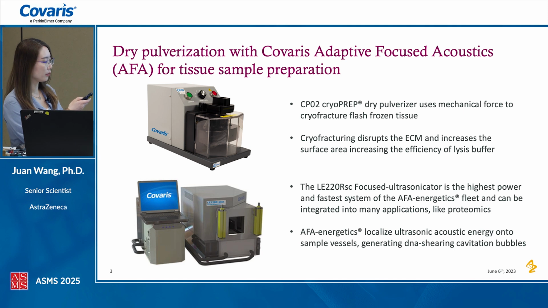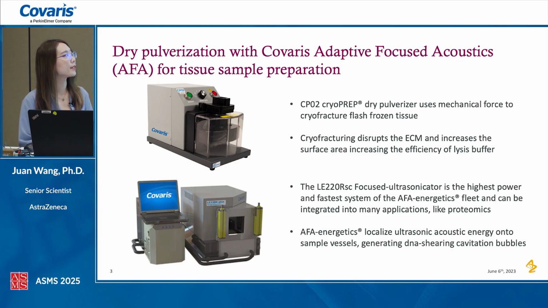So the top one is the CP02 cryoprep dry pulverizer. It uses mechanical force to cryo-fracture flash frozen tissues. So it helps to disrupt ECM and increase the surface area, increasing the efficiency of the lysis buffer.